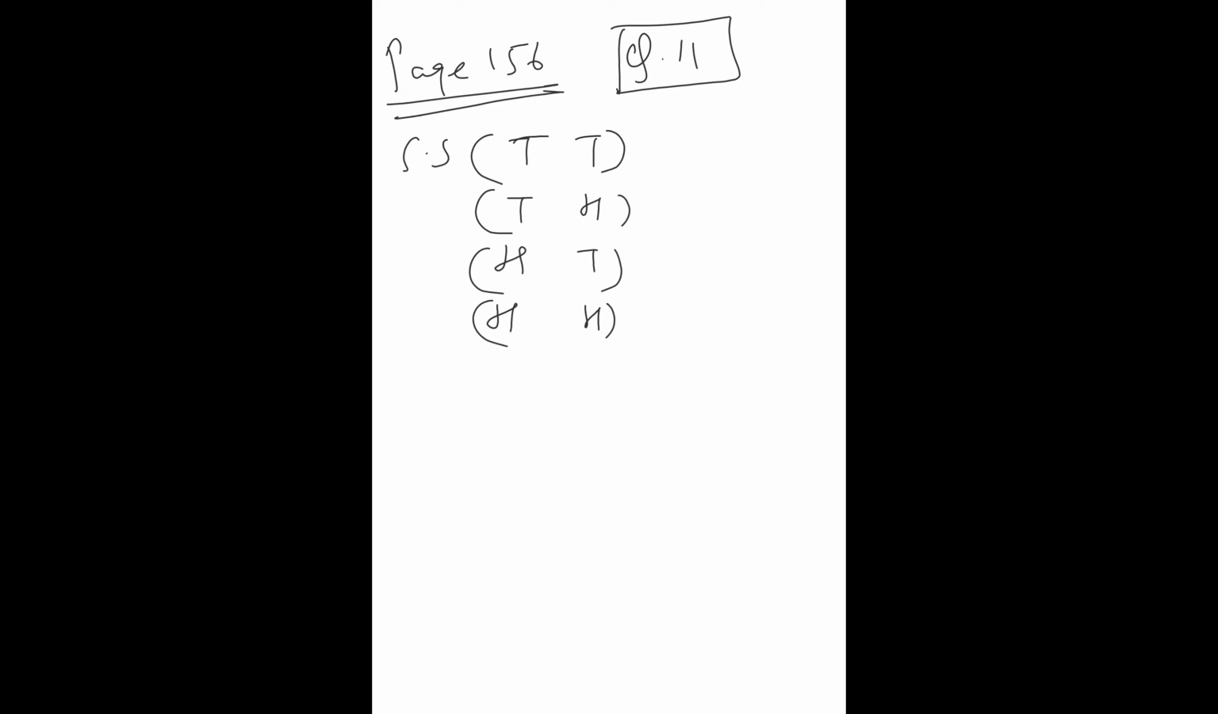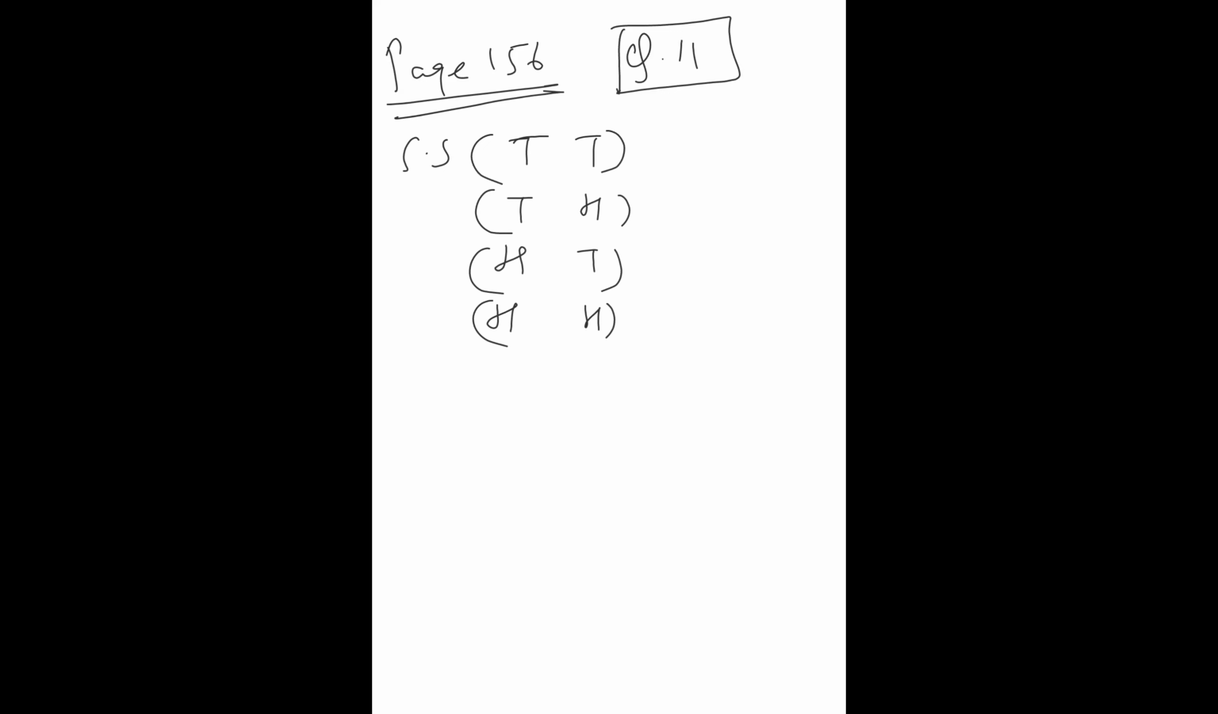Page number 156, question number 11. A player tosses 2 coins. So let's make a sample space: TT, TH, HT, HH. 4 events in all. This is the sample space.